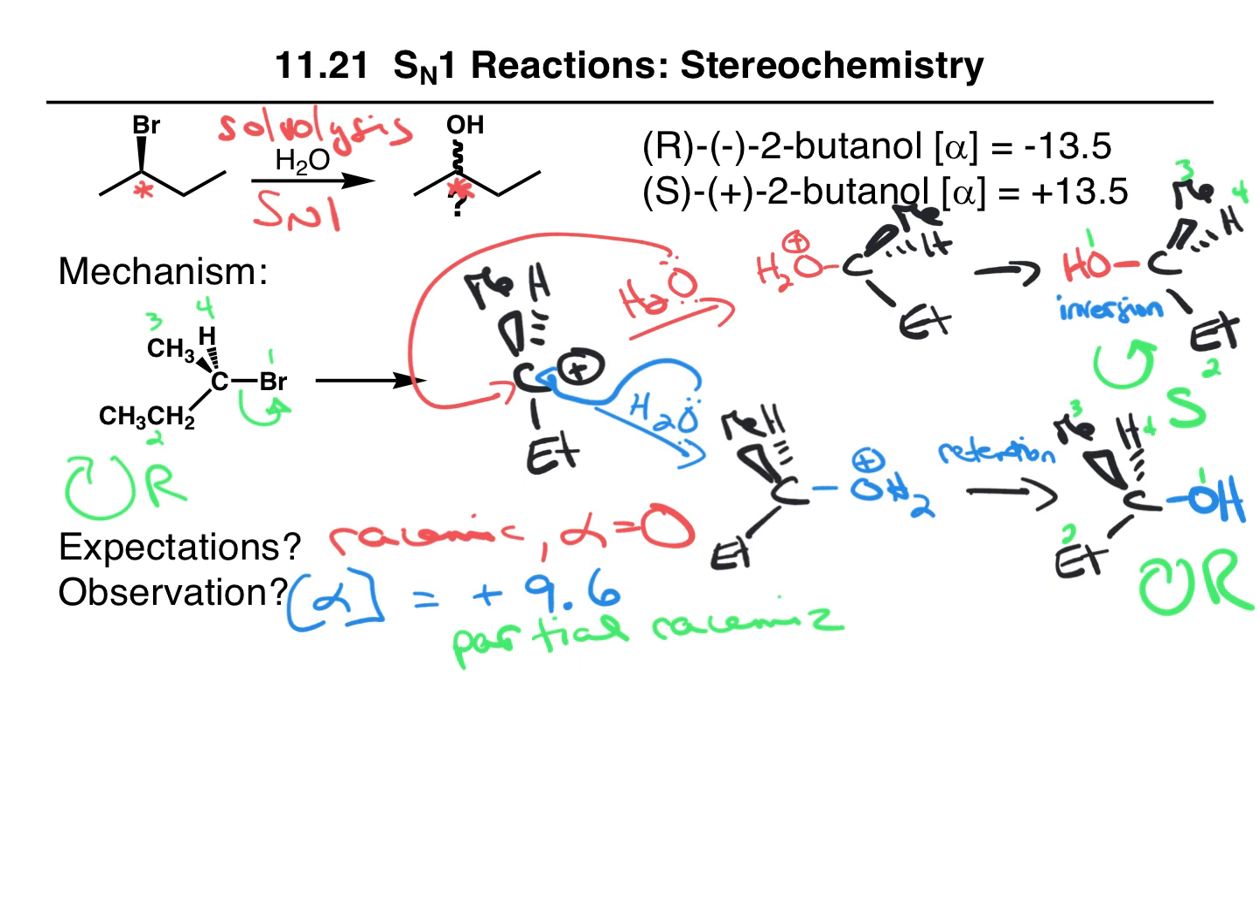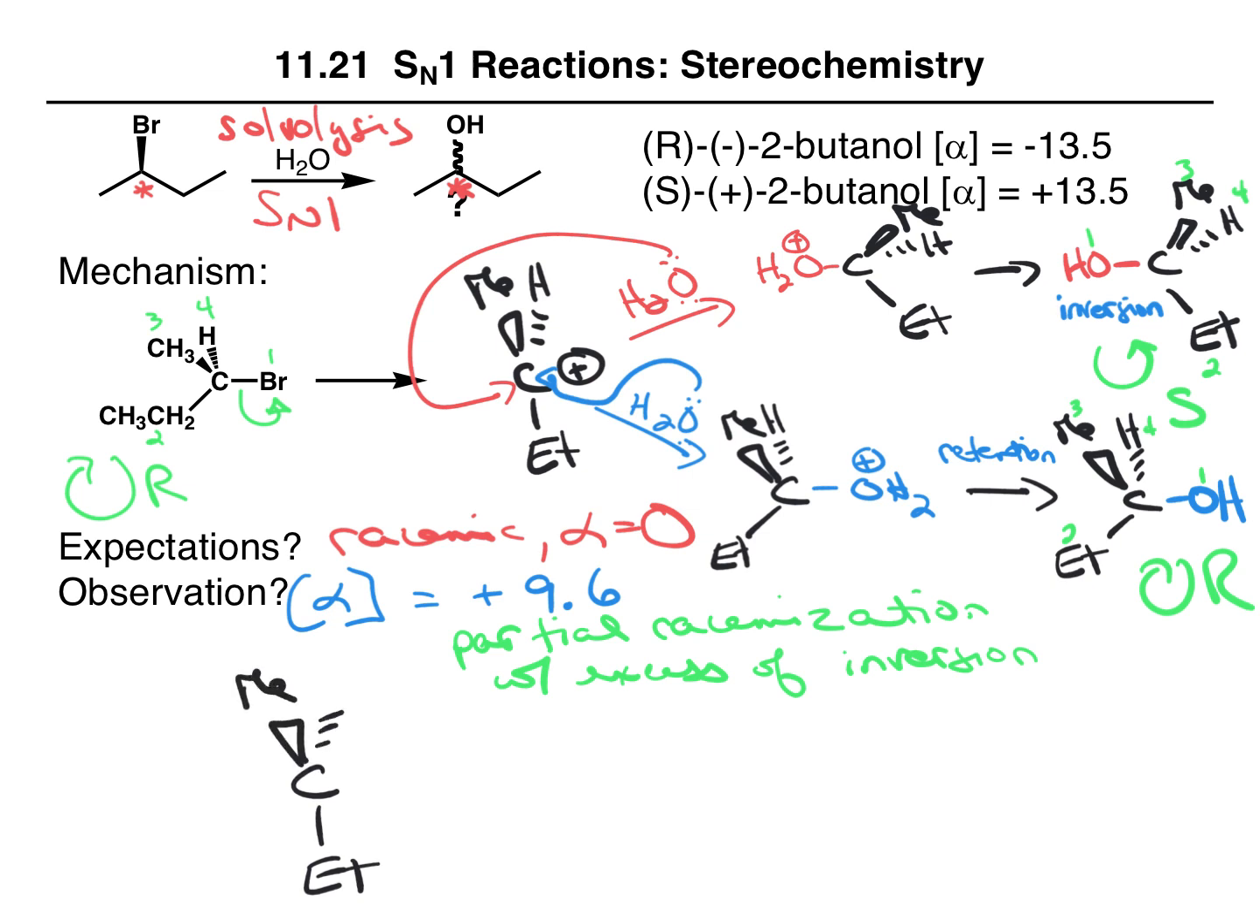So we sort of made a racemic mixture, but with an excess of inversion, right? We have an excess of S. That's the one that proceeded with inversion. So what's going on? This picture that I drew was a little too simplified. And we need to think about the leaving group. Even though it has left, it has not necessarily traveled very far away.